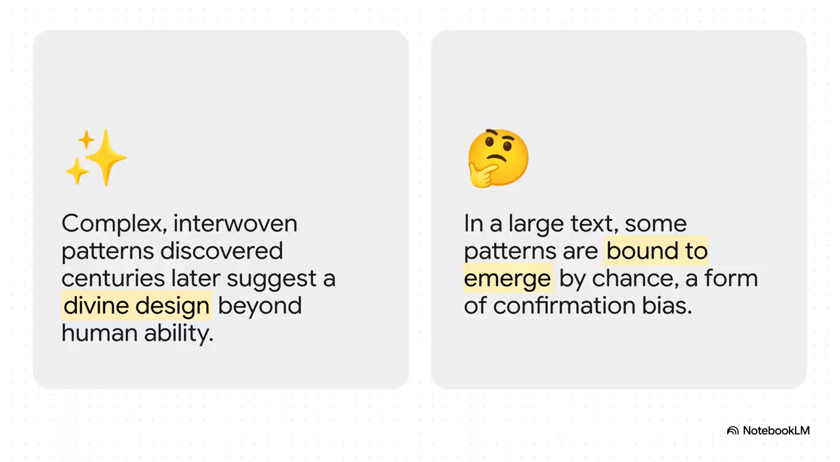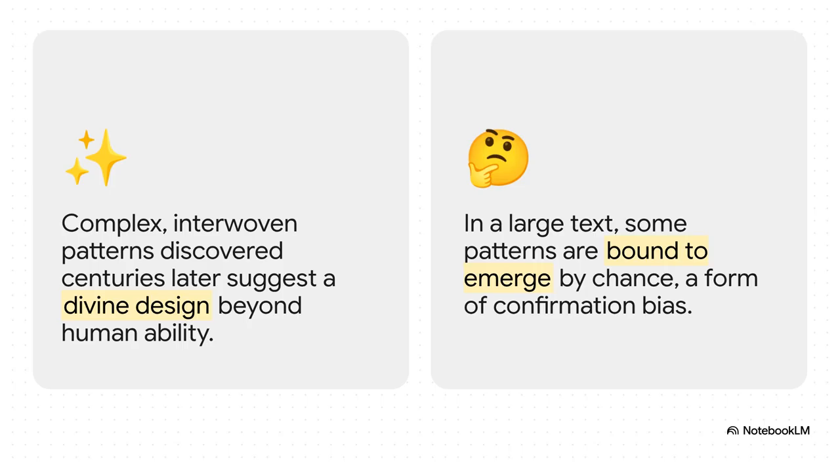On one side, you have people who say, look at how complex and interwoven these patterns are. There's no way a 7th century author could have planned this. This has to be evidence of a divine design. But on the other side, skeptics might say, hang on, the Quran is a big book. If you look hard enough in any large text, you're bound to find patterns. It's kind of a question of confirmation bias, right?